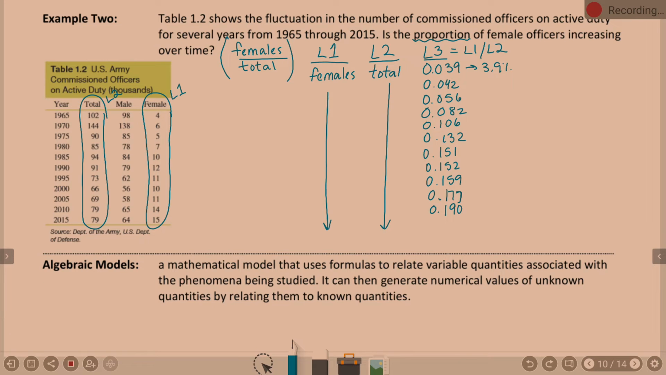Now, what's the answer to our question? Yes. Is the proportion increasing? Yes. That's a solid increase, isn't it? It is. And so I'm just going to say yes, and I'm going to say as shown in L3, because that's where I put my supporting data.